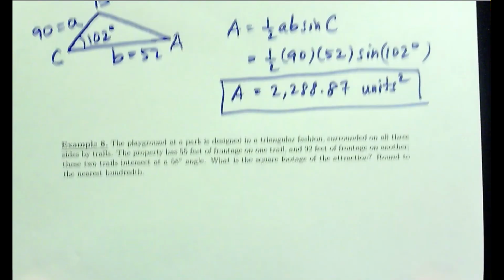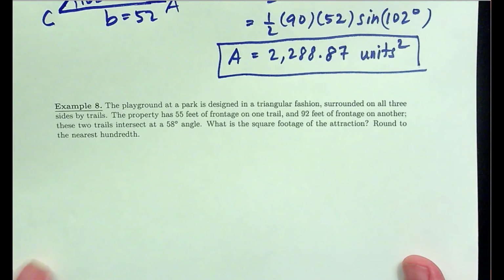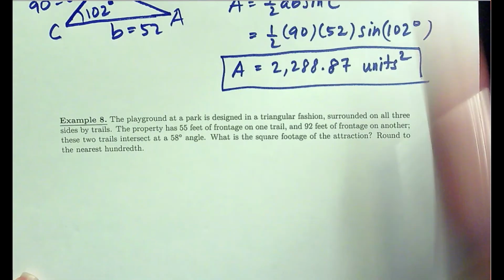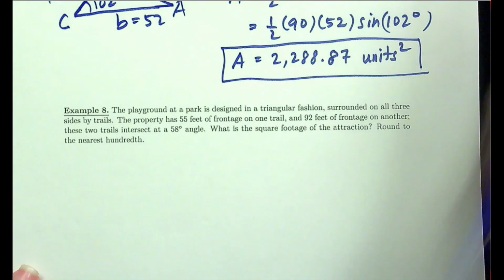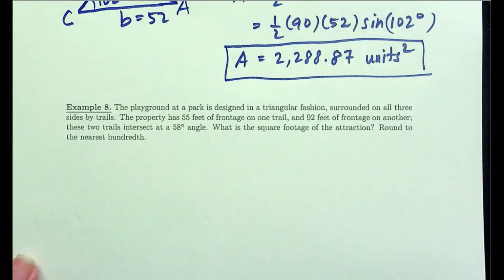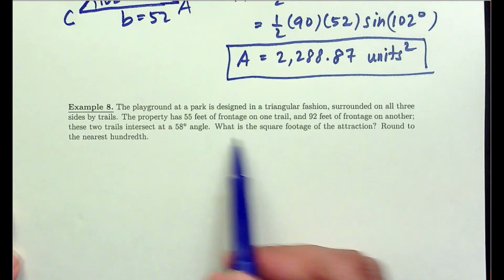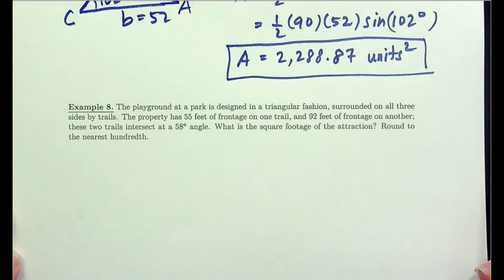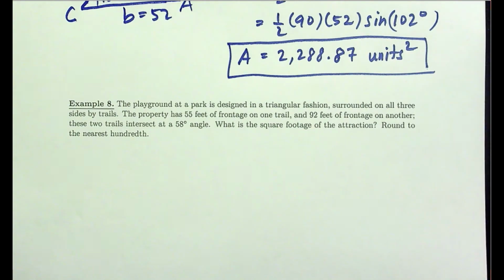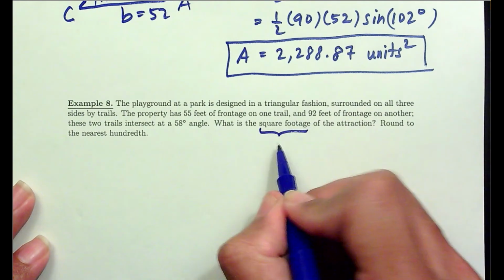Okay, let's do this example right here. It says, the playground at a park is designed in a triangular fashion, surrounded on all three sides by trails. The property has 55 feet of frontage on one trail and 92 feet of frontage on another. These two trails intersect at a 58-degree angle. So what is the square footage of the attraction? In other words, what's the area? What is the square footage? What is the area?